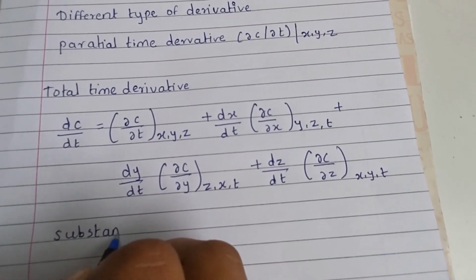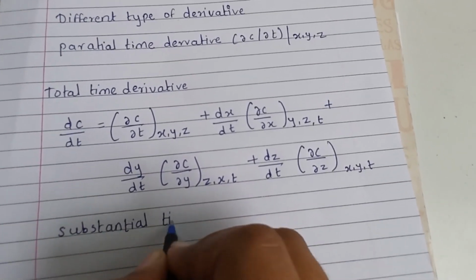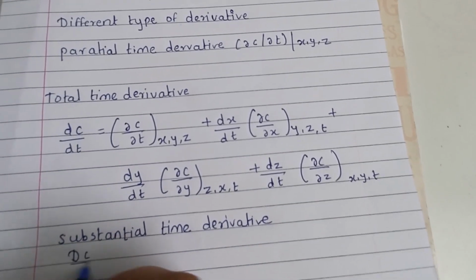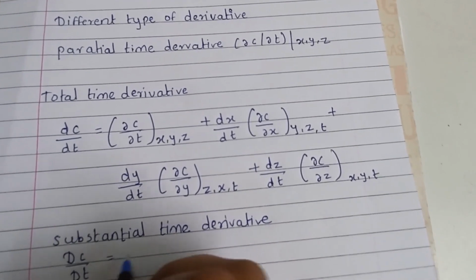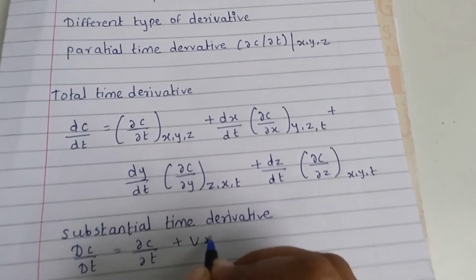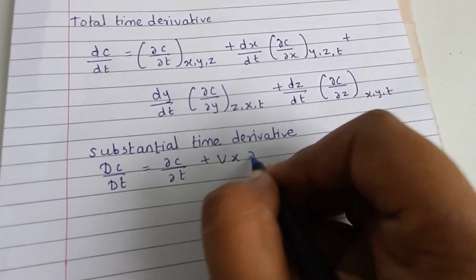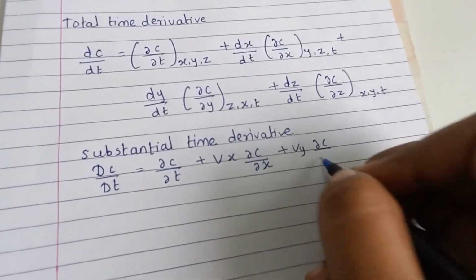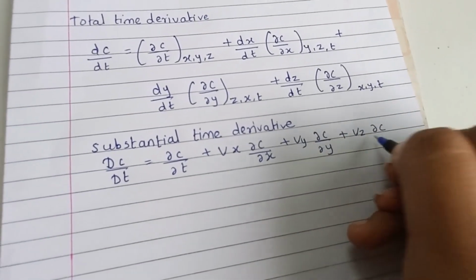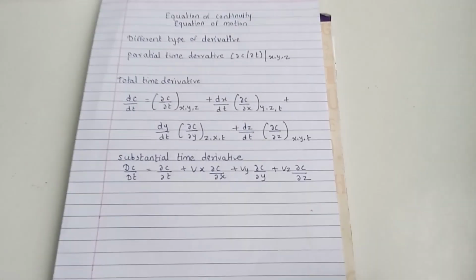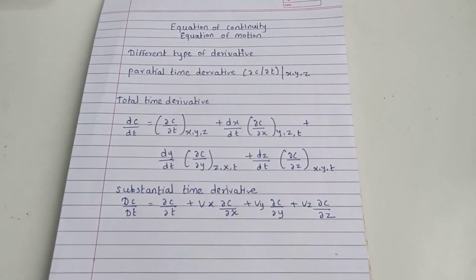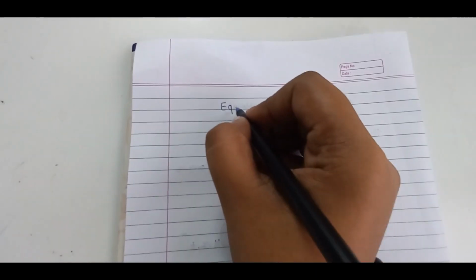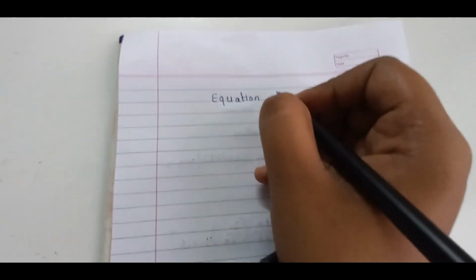Substantial time derivative, DC by Dt, is equal to vx into del C by del x plus vy del C by del y plus vz del C by del z. As we have discussed earlier, del C by del t is the partial time derivative, and C can be replaced by any variable, such as temperature at a specific point, or concentration.